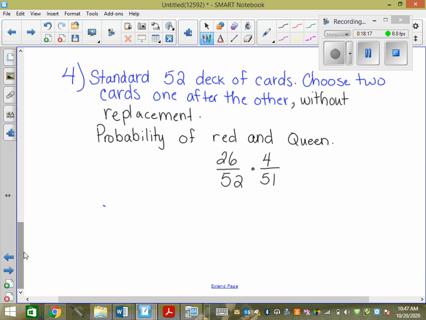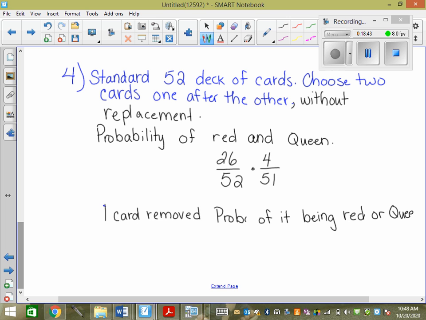Then if I give you this question, one card removed, I'm not writing the whole thing up, probability of it being red or queen. Two separate questions. This one, probability of red and queen is the and, so it's either independent or dependent. We said it was dependent because it was without replacement, correct? This one is only one card being removed. What's the probability of it being red or queen? The or bumps us into mutually exclusive or not mutually exclusive.